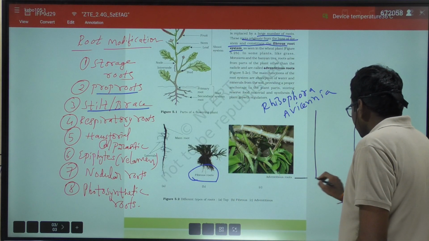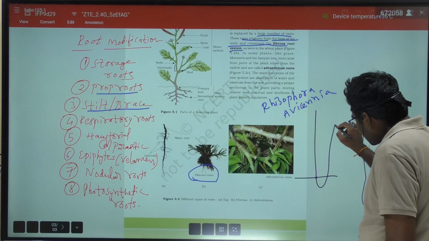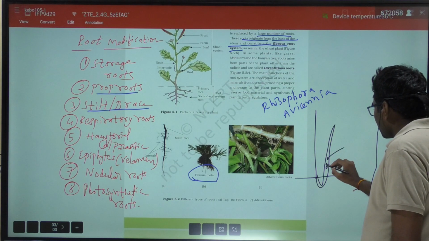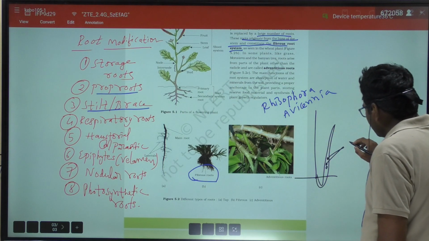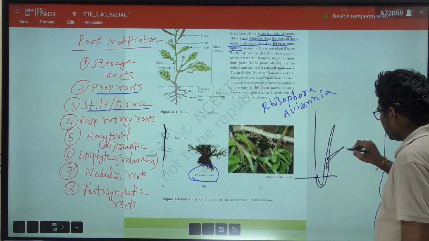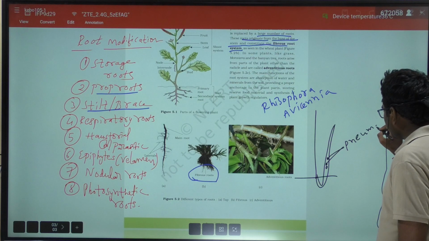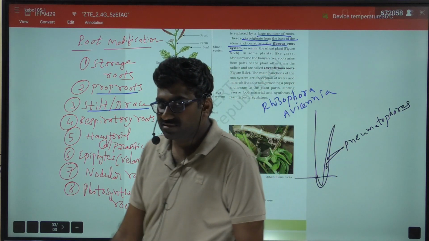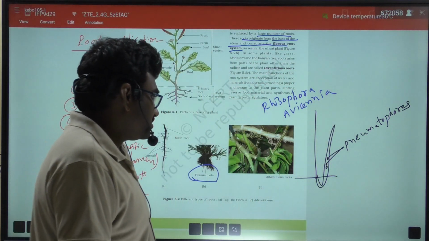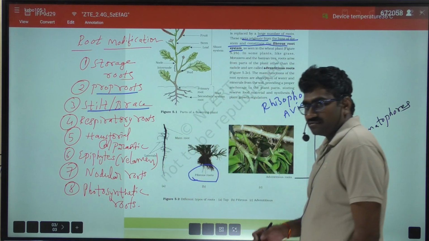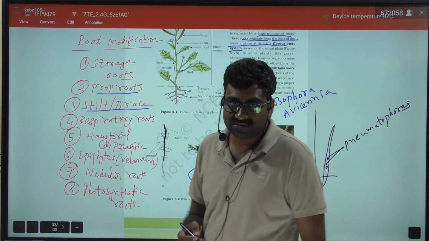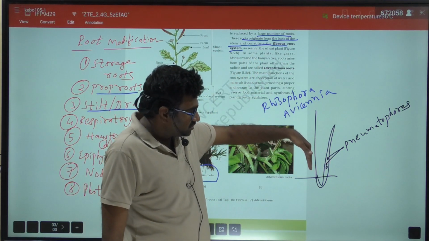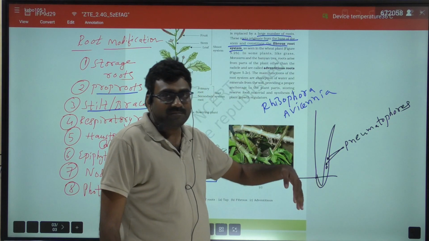Another important feature of these respiratory roots is that they perform respiration. Through pneumatophores they get oxygen from the atmosphere and release CO2. Pneumatophores are mainly involved in the exchange of gases. And usually the root, in general, grows into the soil. That means it shows positive geotropism.